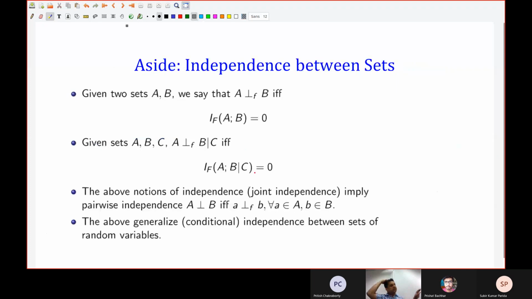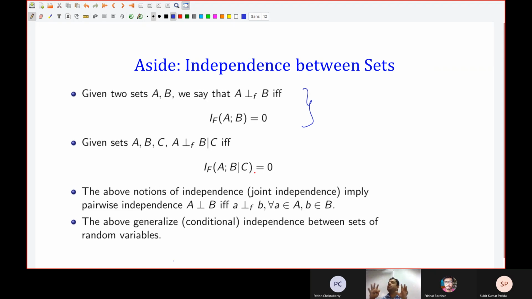Just as an aside, some of these slides I'm going to go a little fast and then slow down again when we look at very specific examples. These are both properties. As I said, you can have a notion of independence in the case of entropy. Mutual information between A and B, if it is 0 with respect to F, then we say the two sets are independent with respect to F.